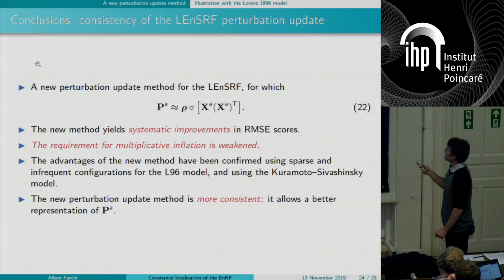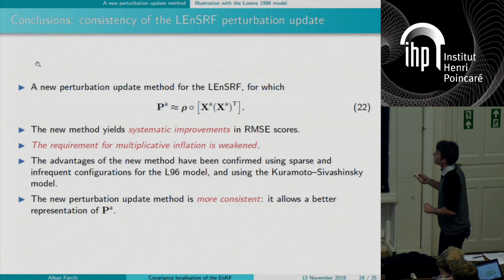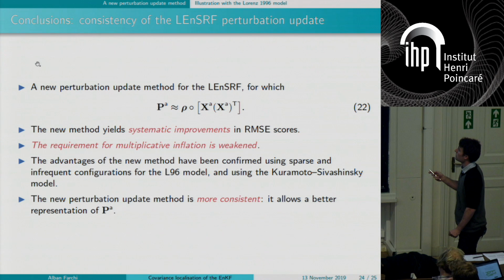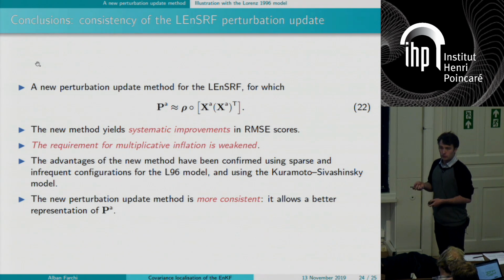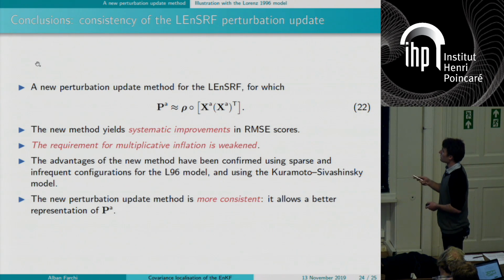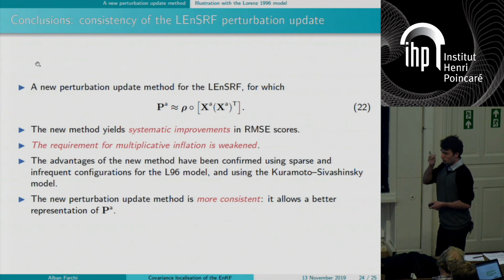For this method, we look for an analysis ensemble such that the localized sample covariance matrix of the analysis ensemble is equal to the analysis error covariance matrix. We found, using numerical illustration, that the new method yields systematic improvement in RMSE scores, and the requirement for multiplicative inflation has been much weakened.